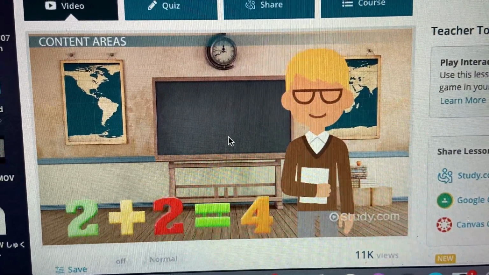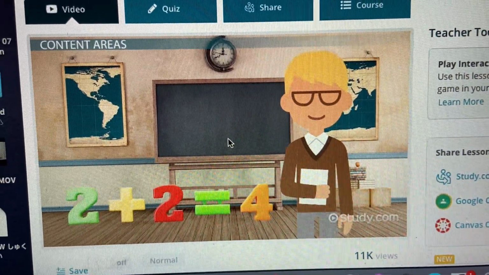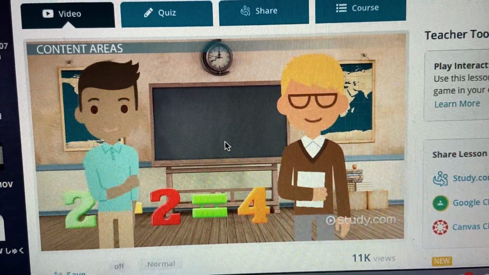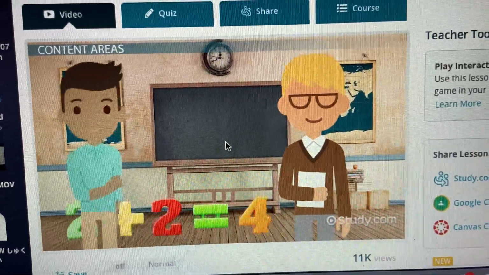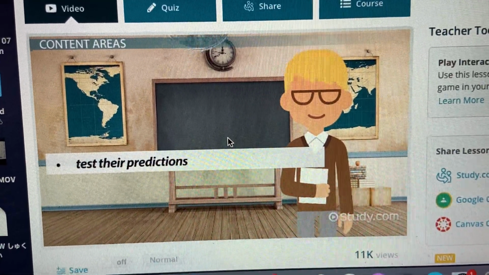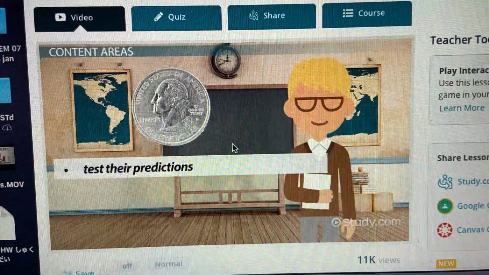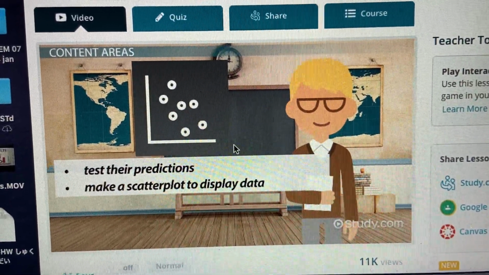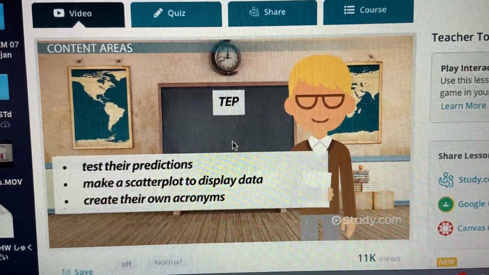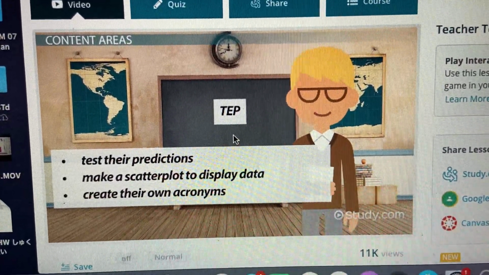Teachers can also use performance-based assessments in math. For instance, to demonstrate an understanding of probability, students can work in small groups or individually to test their predictions about the outcome of flipping a quarter several times to see what side it will land on. Make a scatter plot to display data, or create their own acronyms to remember mathematical procedures.